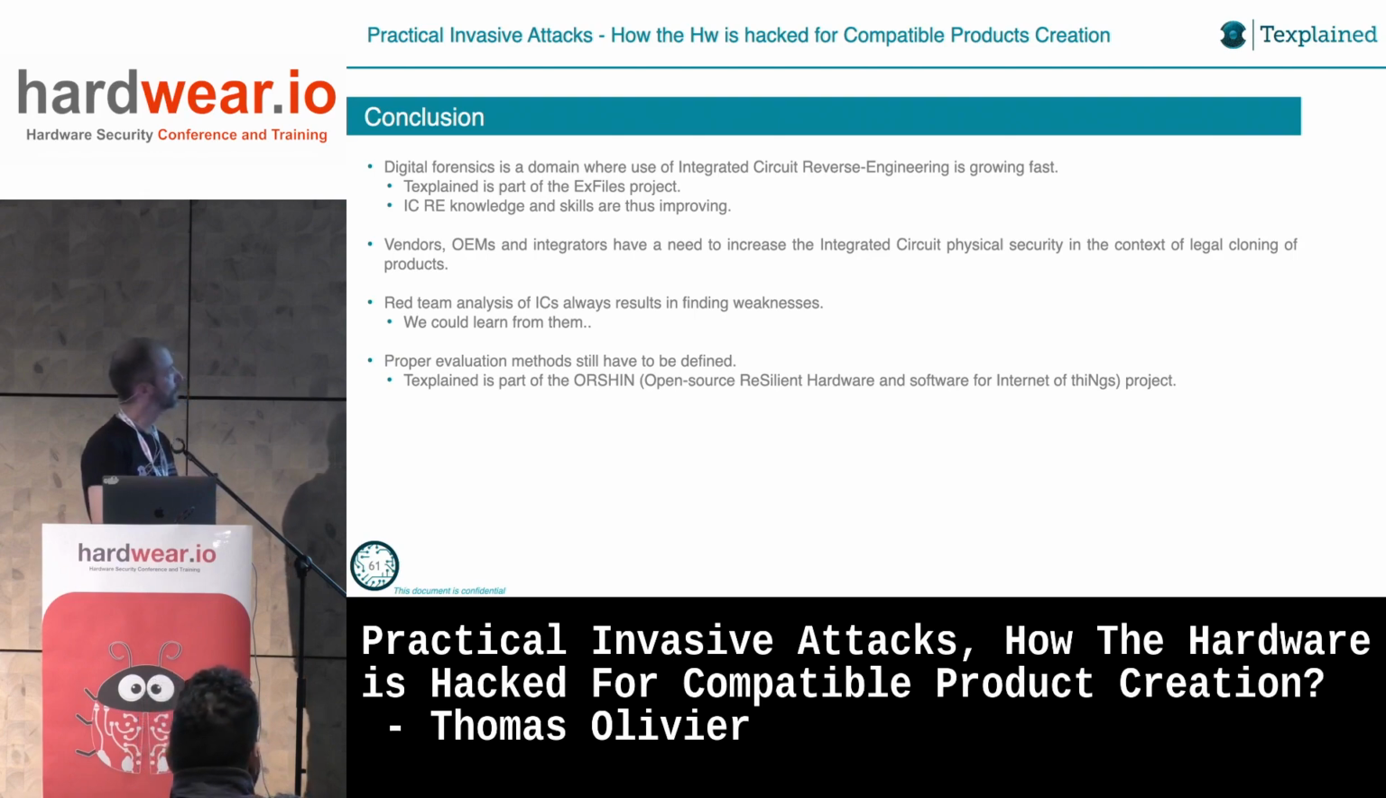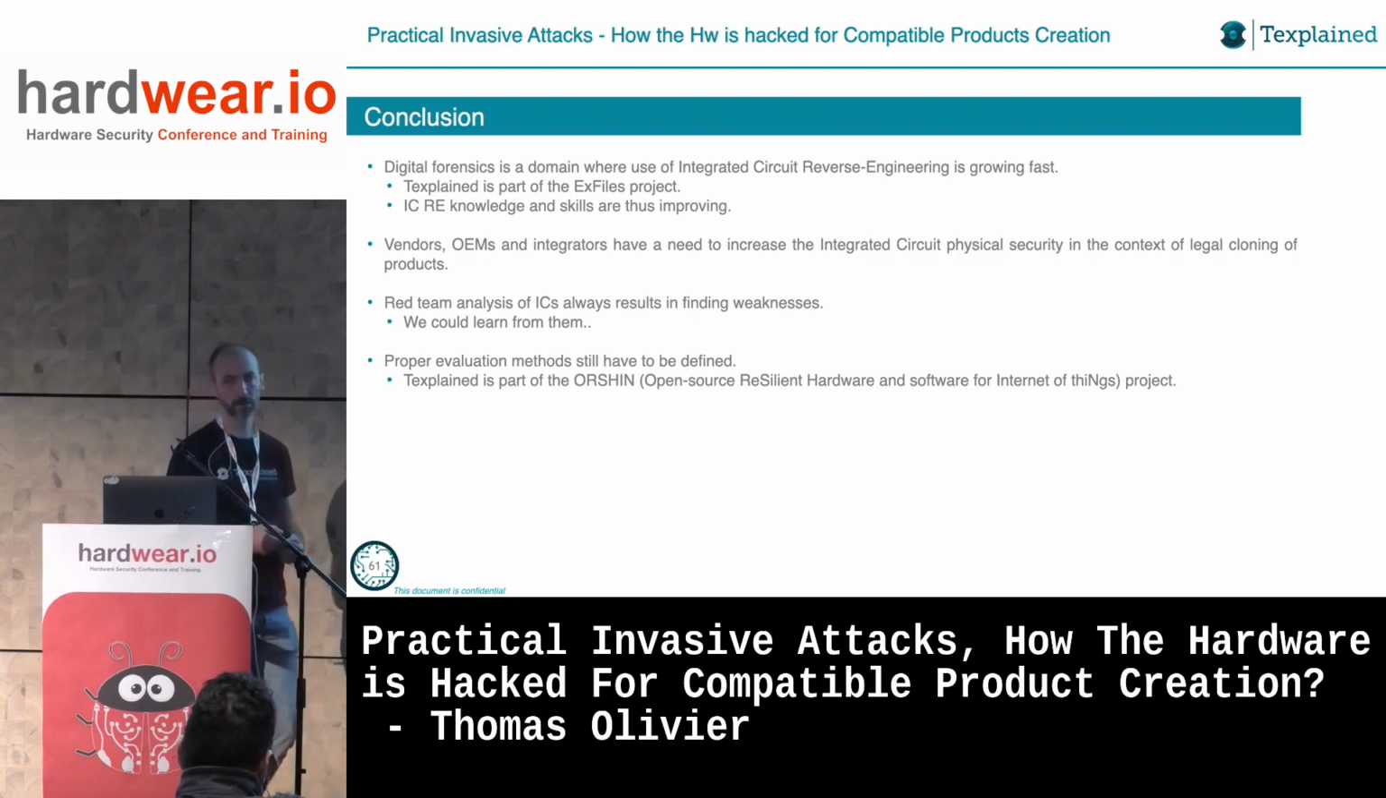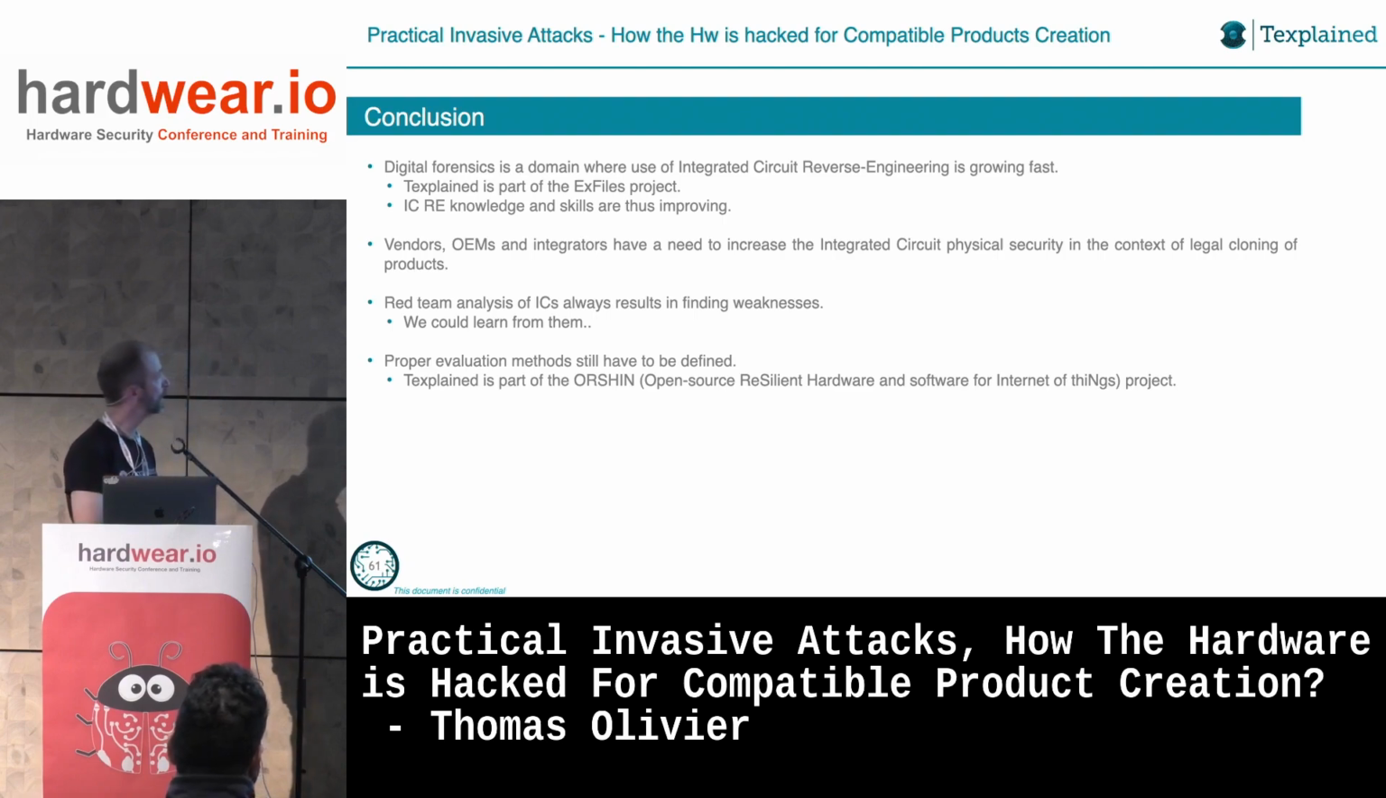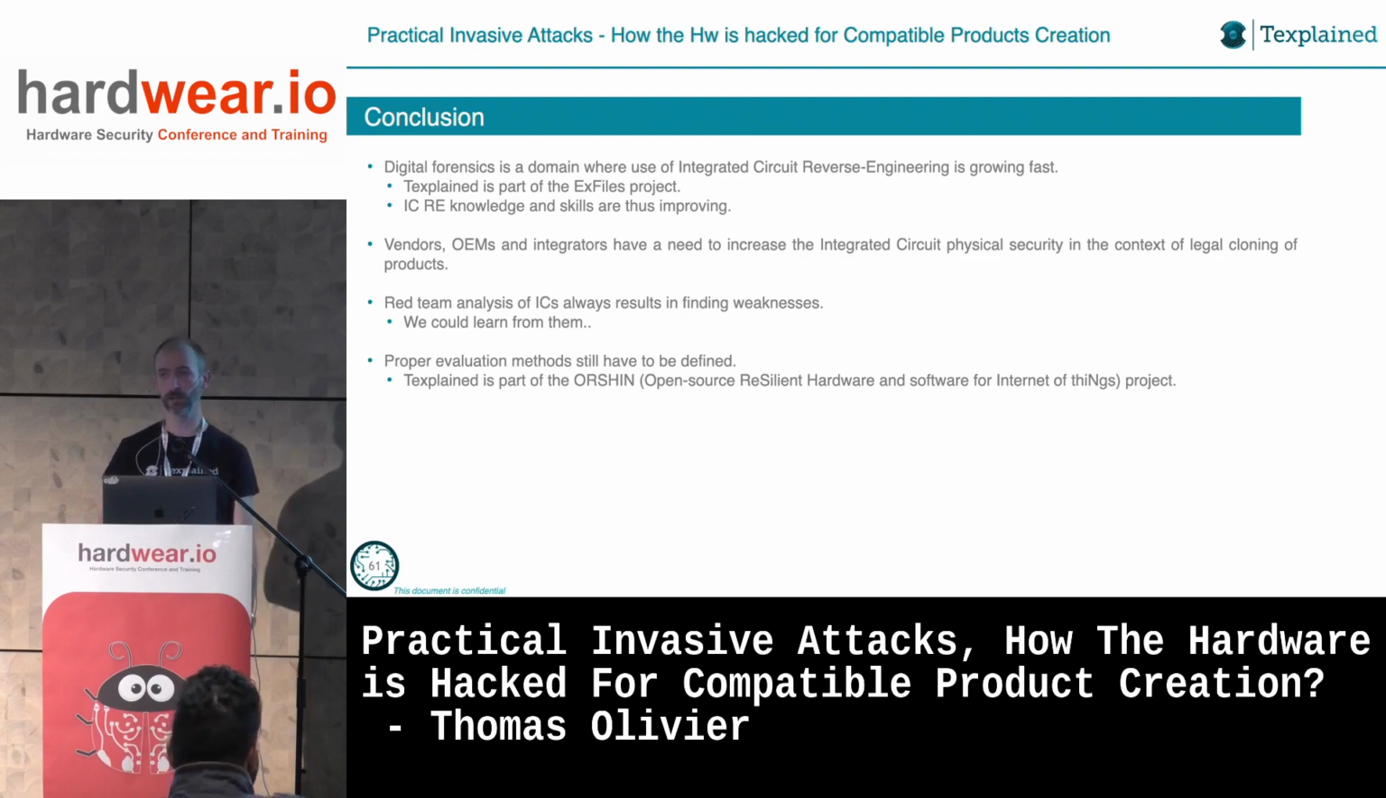I think there's still a need to increase the security in ICs, right? And with other methods than the ones that are currently in place. And I think that red teaming the integrated circuit is something that should be done more, right? I know it's expensive, I know it's long, but I think it's very useful to learn, at least for the next chips, right? And there's still the proper evaluation methods to be defined, if you ask me, right?